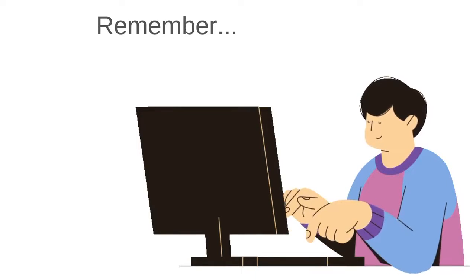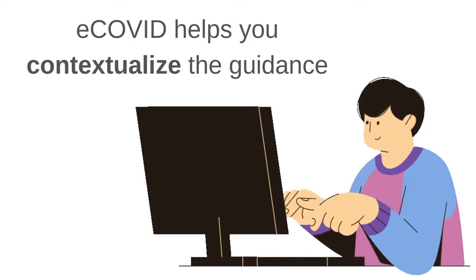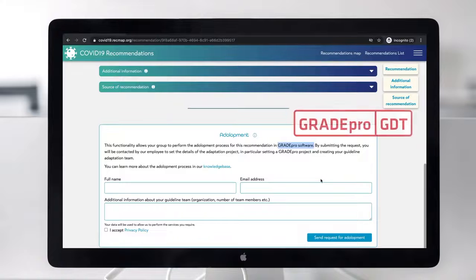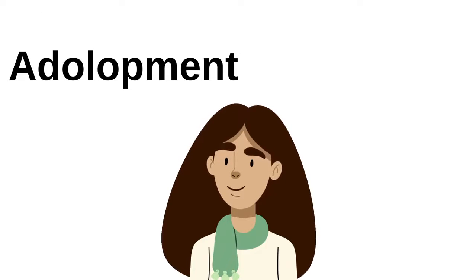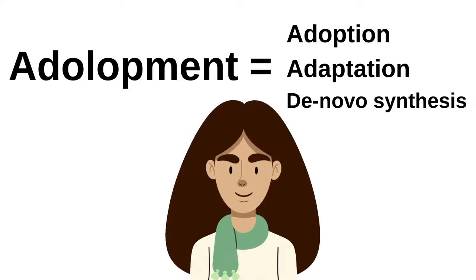Remember, there is a second key function to eCOVID, and that is that it also serves as a tool for contextualization. On any of the recommendation pages, you will be able to request assistance for adolopment using standard methods and software. Very quickly, adolopment is a fairly new term that has been added to the lexicon of epidemiology and refers to the adoption, adaptation, or de novo creation of recommendations, all of which are plausible courses of action in the contextualization of guidance.